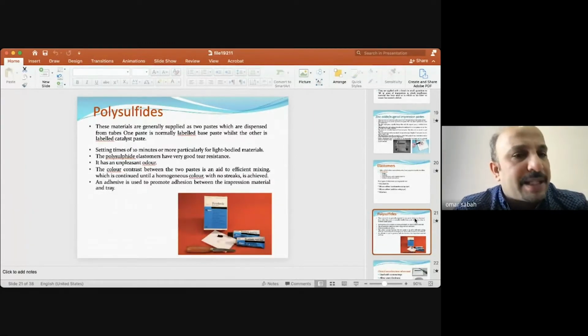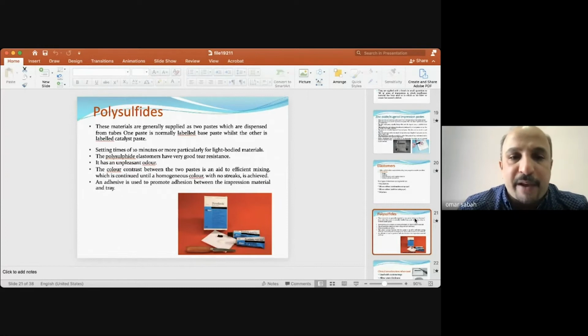Returning to the slides. These materials are generally supplied as two pastes, dispensed from tubes, one paste labeled base and another labeled catalyst. The setting time is 10 minutes or more, particularly for the high-bodied materials.